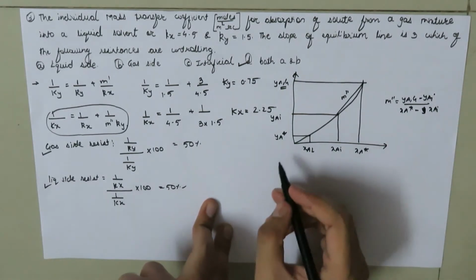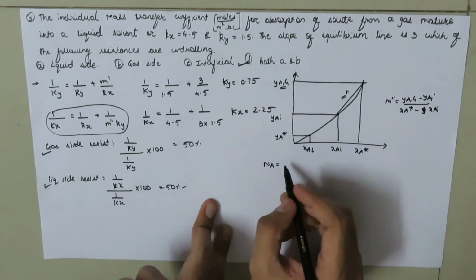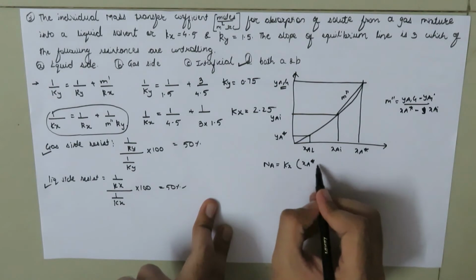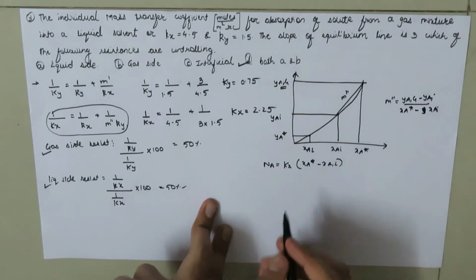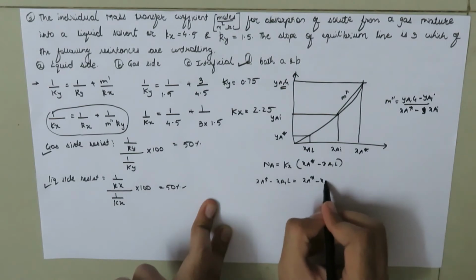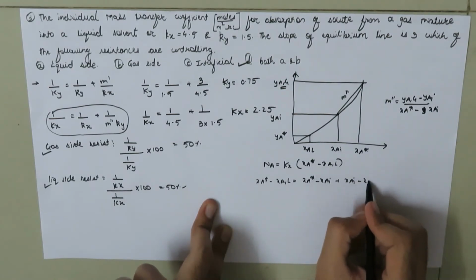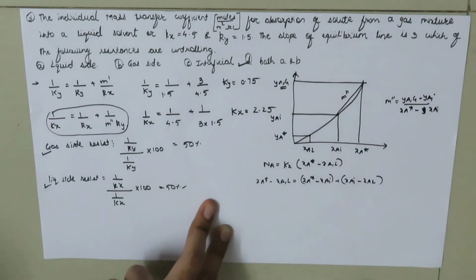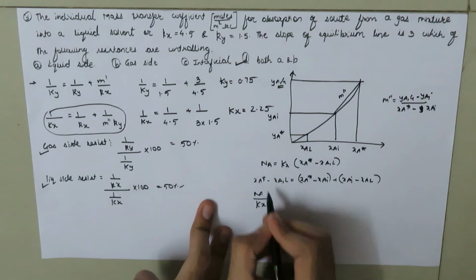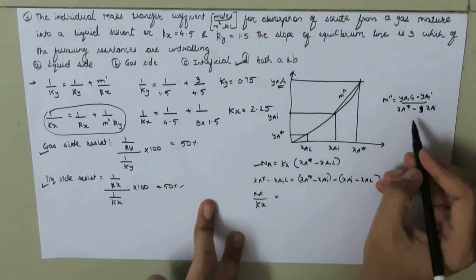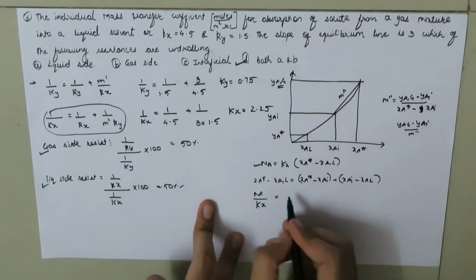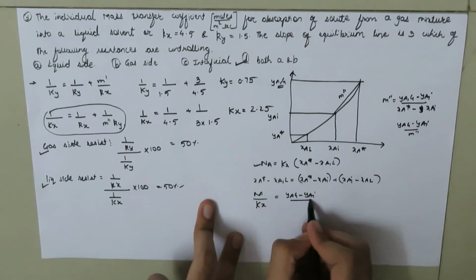In the liquid side, we know that the molar flux NA is equal to the overall mass transfer coefficient in the liquid, KX times XA star minus XAL, and this XA star minus XAL can be further expanded as XA star minus XAI plus XAI minus XAL. And we know from this equation that our XA star minus XAL is NA over capital KX, which should be equal to our XA star minus XAI, written as YAG minus YAI over M double prime.